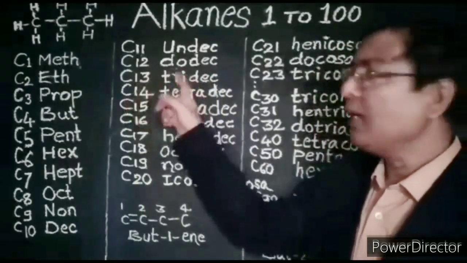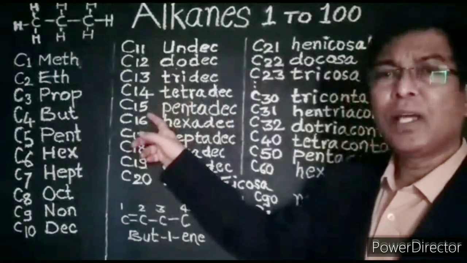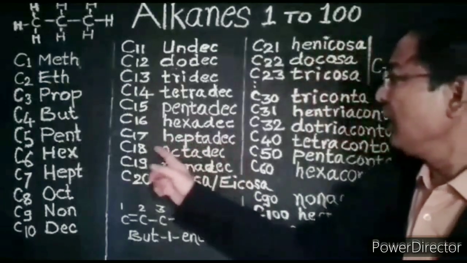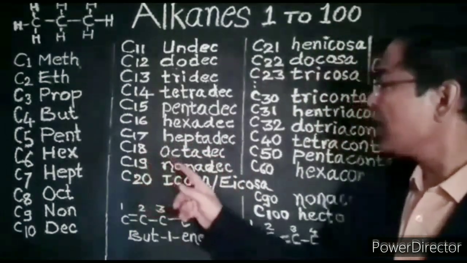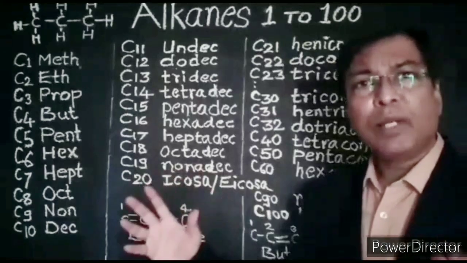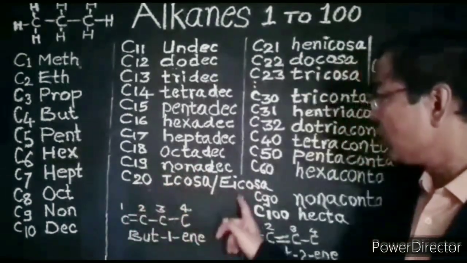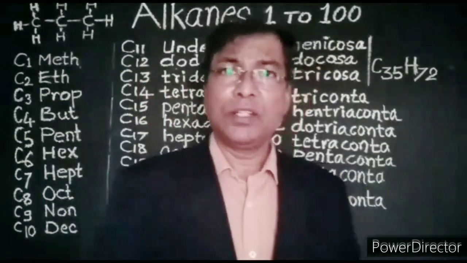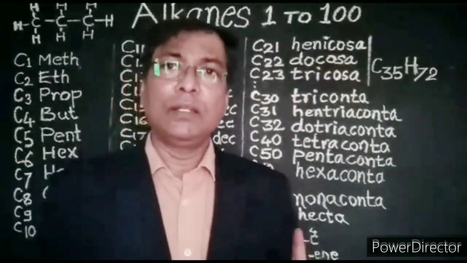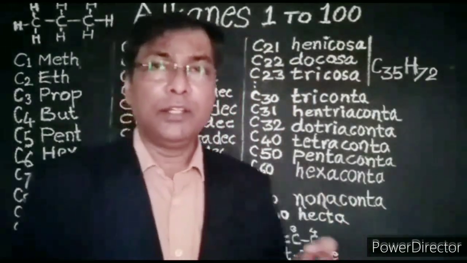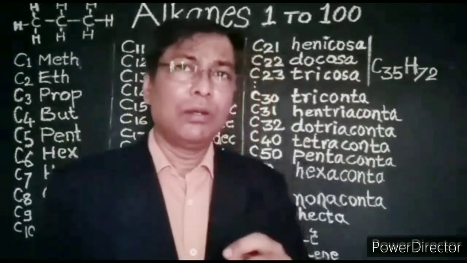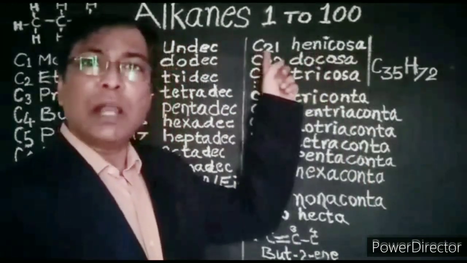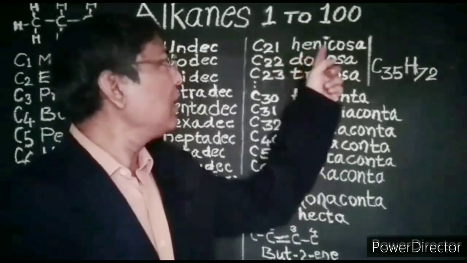13 carbon atoms, tridec; 14 carbon atoms, tetradec; 15 carbon atoms, pentadec; 16 carbon atoms, hexadec; 17 carbon atoms, heptadec; 18 carbon atoms, octadec; 19 carbon atoms, nonadec. When 20 carbon atoms are present in a straight chain, it is called icosa. If 21 carbon atoms are present in a straight chain, and if you think for 1 un and for 20 icosa, and guess unicosa, it is wrong. Here, according to IUPAC, for 1 hen is used. Therefore, when 21 carbon atoms are present in a straight chain, it is called henicosa.